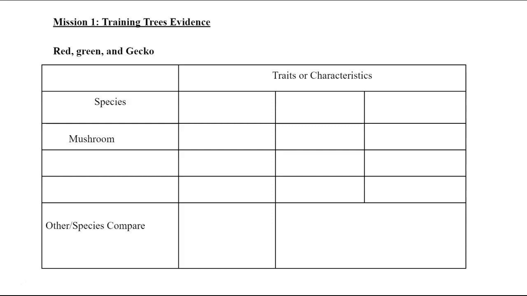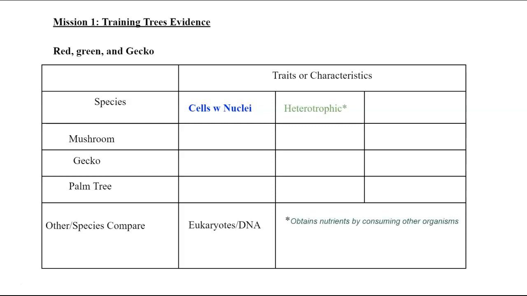So let's look at our data table. First, I list my organisms. I have three of them. Then I list the traits that I found. I know that cells with nuclei are eukaryotes. DNA, we have already reviewed this. We went through this earlier in our genetics unit. Heterotrophic means that it obtains its nutrients by consuming other organisms. And lastly, photosynthetic autotroph. Auto means that it can self-feed, uses energy from sunlight to turn carbon dioxide and water into sugar.